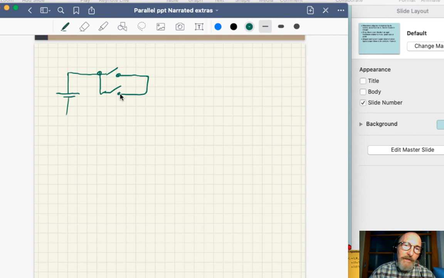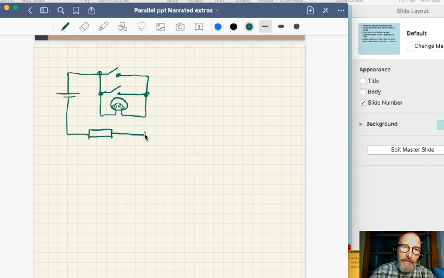And if there was a lamp connected in parallel, well, guess what? The lamp would have to go across here like this as well. That would be a set of switches with a lamp in parallel. And you look at that and you think, well, geez, where would I ever use a circuit like that? Now, I'm going to put a current limiting resistor in here. And I'm going to complete the circuit by connecting this up.